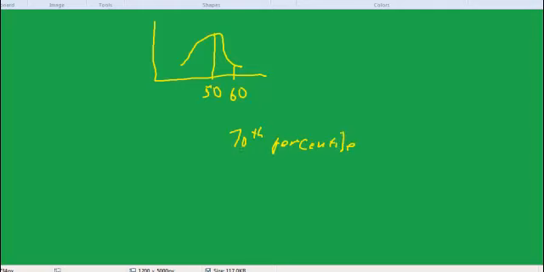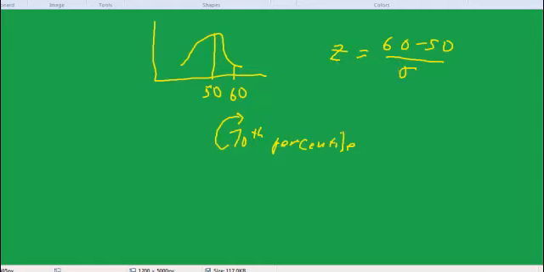We can go from here to calculating a z. We'll use inv norm for that. That'll give us a z. And then we can set z equal to 60 minus 50, that's x minus mu, over sigma. Okay, and once we know what z is, we can solve for sigma.